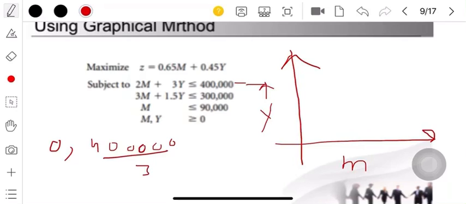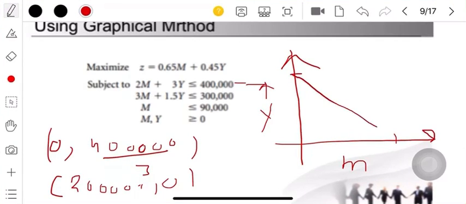So (0, 4 lakh by 3) will be on the y axis. In a similar manner, this is 1 point, put y equals 0. So the value of m will be 2 lakh. So (2 lakh, 0) is the second point, just join these points.